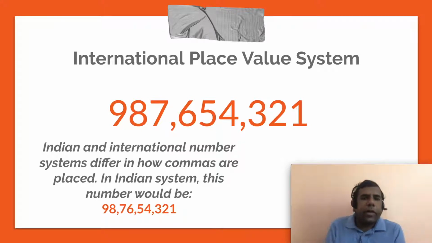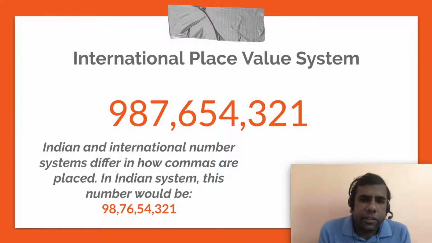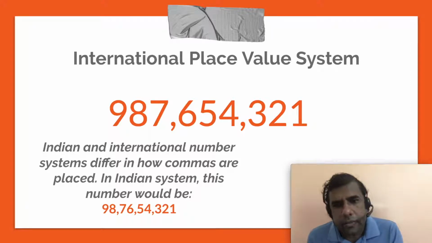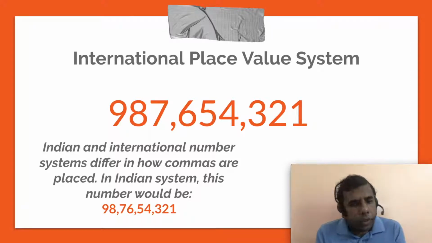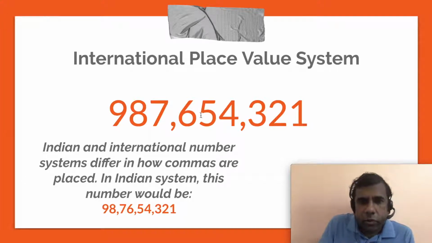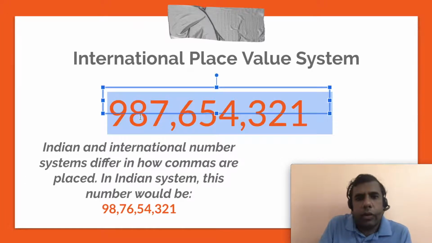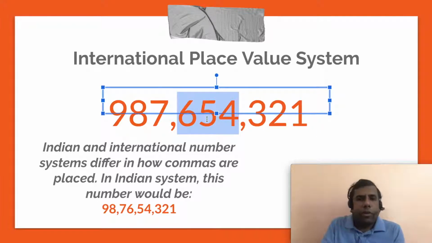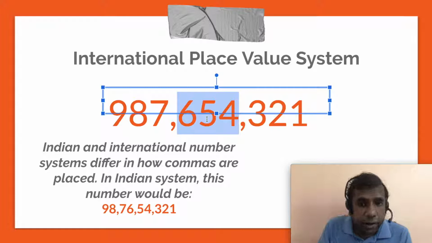Now, just a comparison between the Indian and international systems. The way these systems differ is basically in how the commas are separated. In both number systems, the rightmost period is of 3 digits, but in the international number system, the periods after the rightmost, like this one and this one over here, 987 and 654, will be of 3 digits as well. So every period is of 3 digits in the international system.